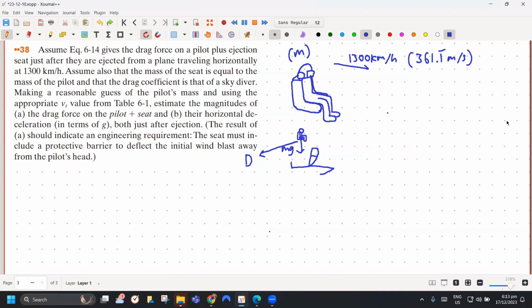And then, as time goes on, you get a vertical component too, as you fall down. But at the start, it is horizontal.